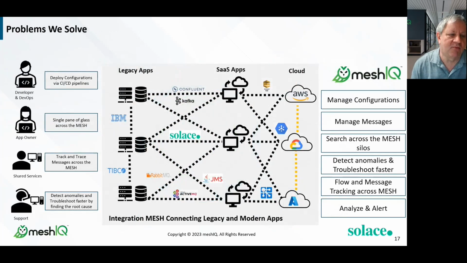And much like we were just discussing, that is a very diverse set of components, and there are a lot of different stakeholders. There are developers, application owners, shared services or support teams that are responsible for managing that environment and being able to see what's going on. They need to be able to see the configurations and maybe make changes to them, being able to search for messages across the mesh, being able to see what's going on, right? So that's really where the meshIQ platform comes into play.